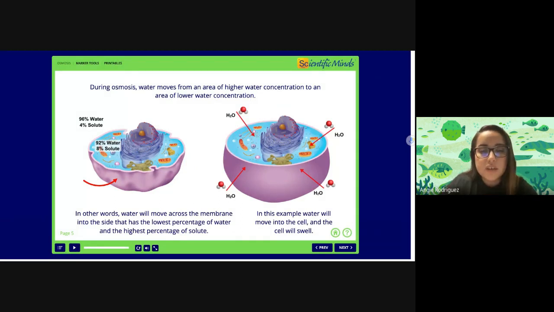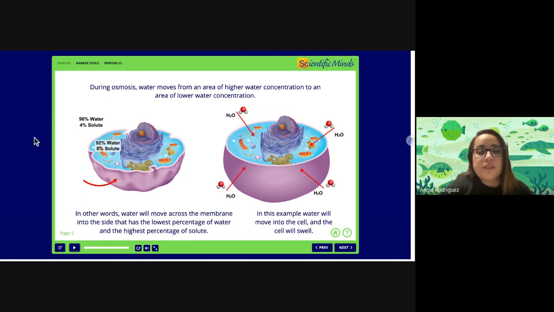So pausing right here really quick on this example. If your biology teacher gives you problems that have percentages like this, it's probably not going to have a little cell. They're probably going to give you problems that have little beakers with a little cell in it. So the way to do those, guys, is, for example, let's look at the cell on the left first, okay?